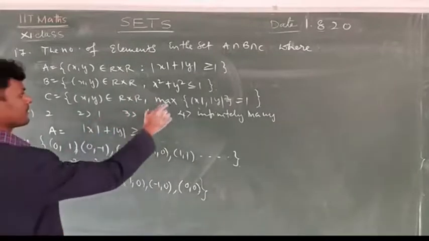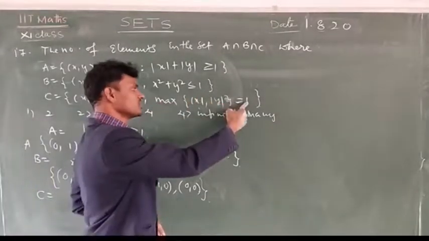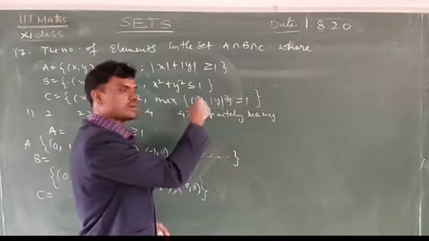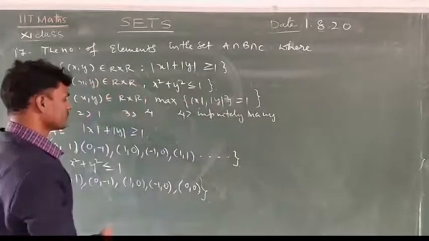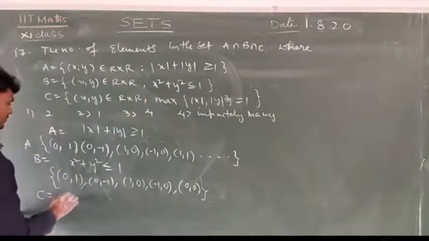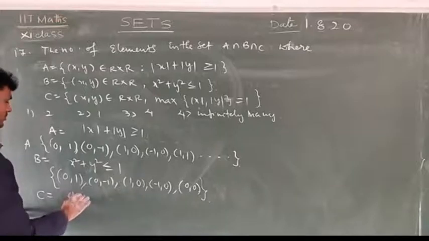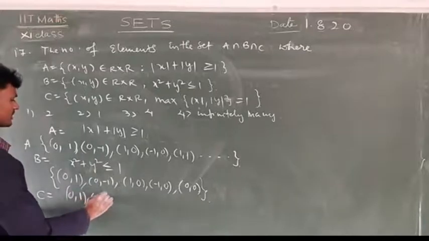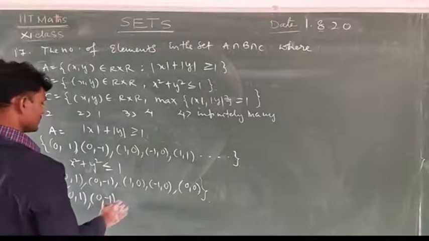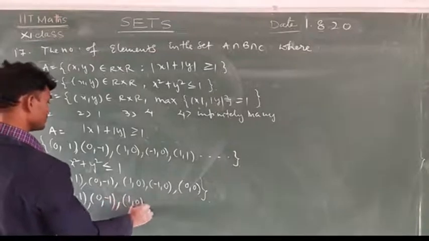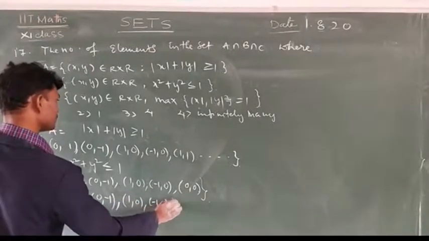Now C you can take. C is equal to here maximum value equal to 1. Maximum of modulus of x, modulus of y, its maximum value is 1. Modulus of x is equal to 0 you can take, modulus of y is equal to 1. Modulus of 0 you can take, modulus of minus 1. Here 1, 0, minus 1, 0.